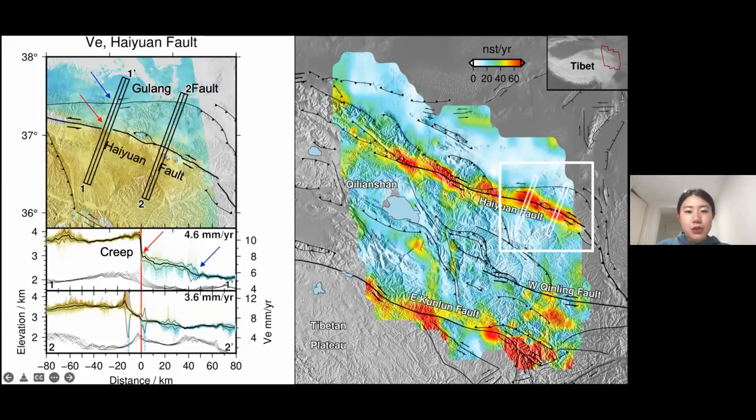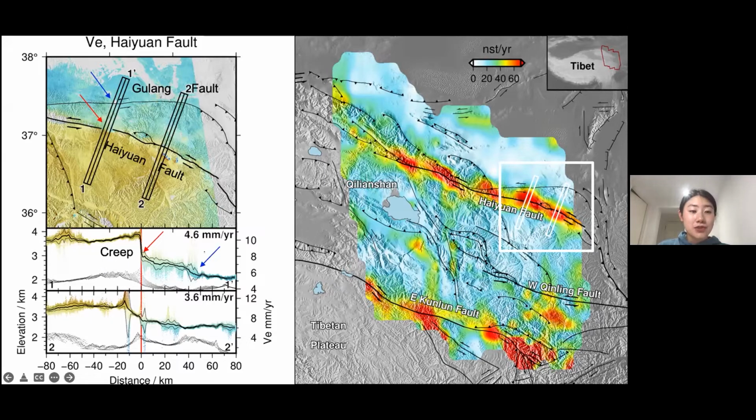Similarly, on profile 2, across the Haiyuan fault here, we see well-localized strain on the fault, and that corresponds to an arctangent shape velocity profile. However, across profile 1, on the velocity profile, we see a sharp velocity step, which corresponds to a creeping section on the Haiyuan fault. And there is a secondary smaller velocity step across the Gulang fault.